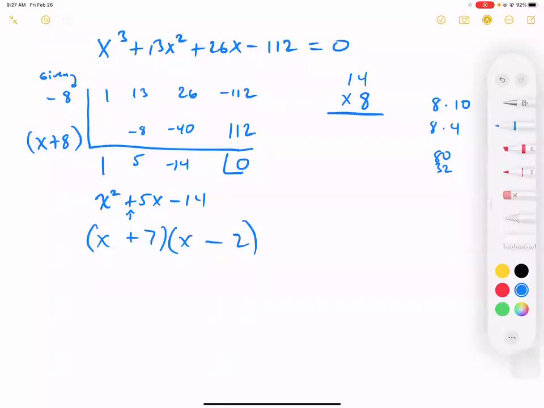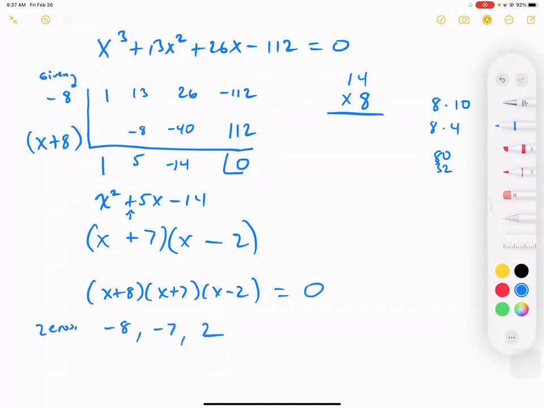Okay, what are all the factors? The factors are x plus 8, x plus 7, and x minus 2. What are the zeros? What values would make this all go to 0? The zeros would be negative 8, negative 7, and positive 2.